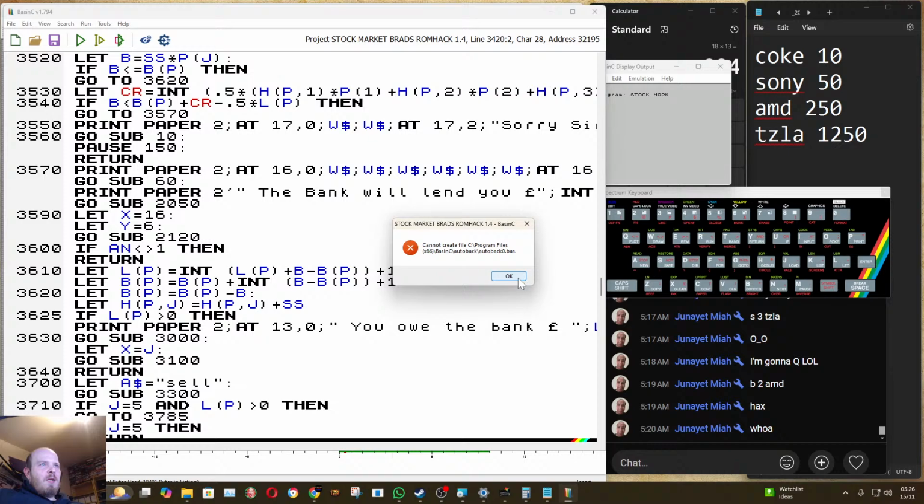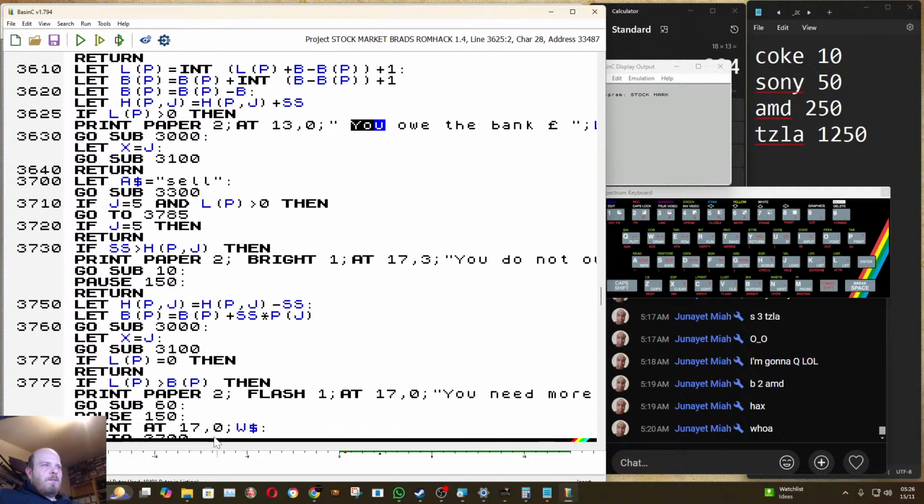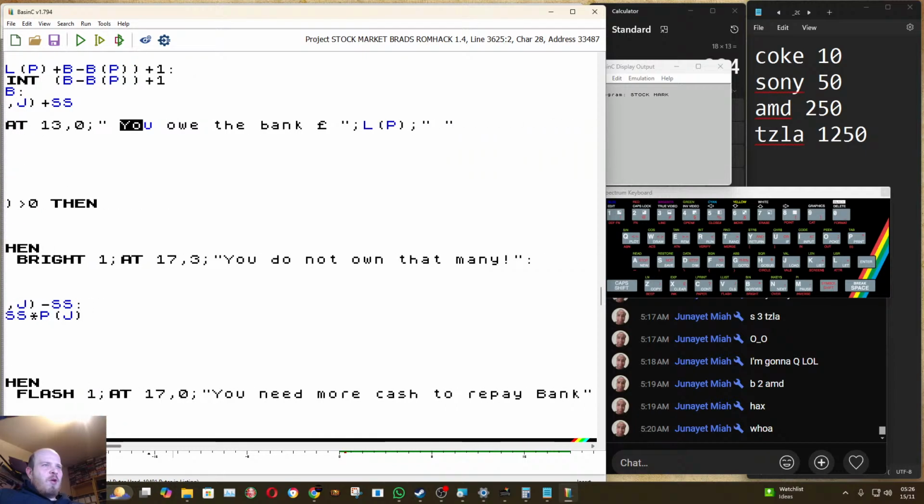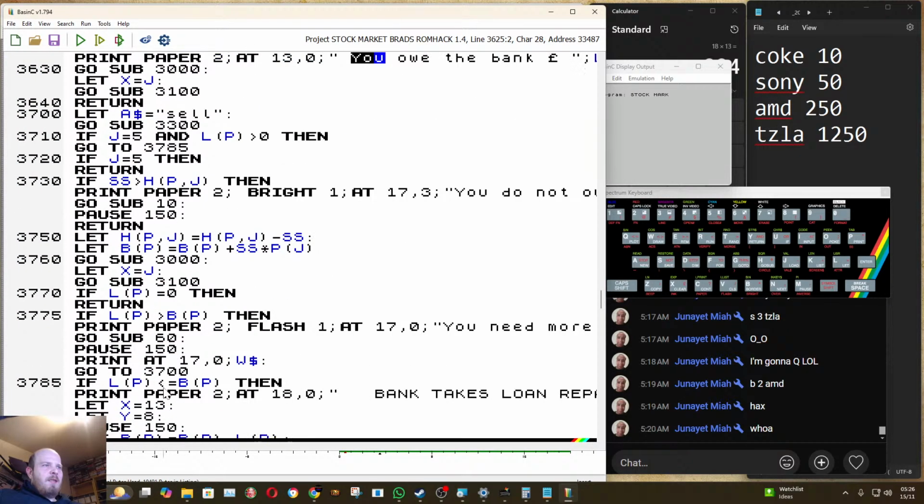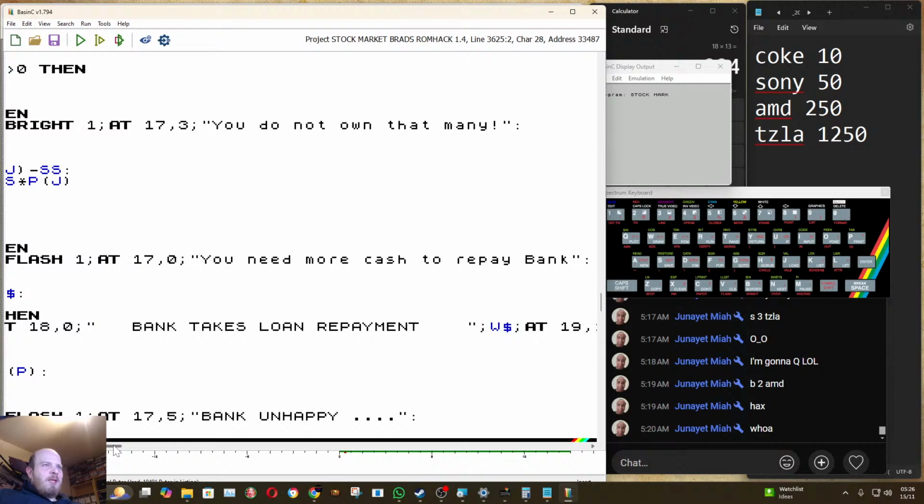Like, you could even change this to show your name who owes the bank instead of, say, you. Like, that's possible to add that in, right? And then there's, you need more cash to repay the bank. Bank takes loan, bank unhappy.